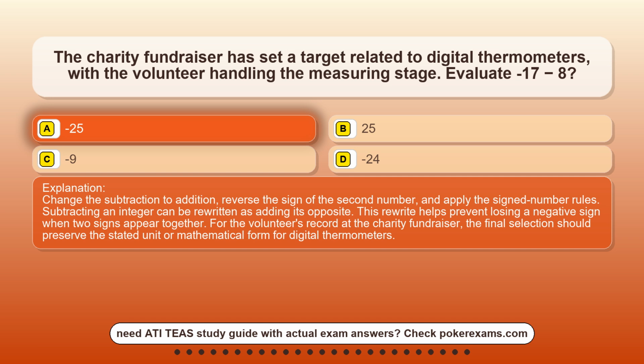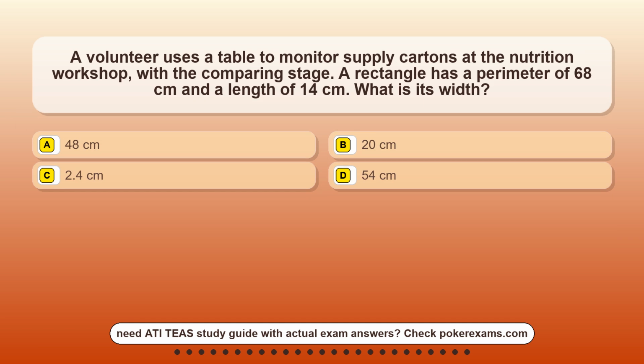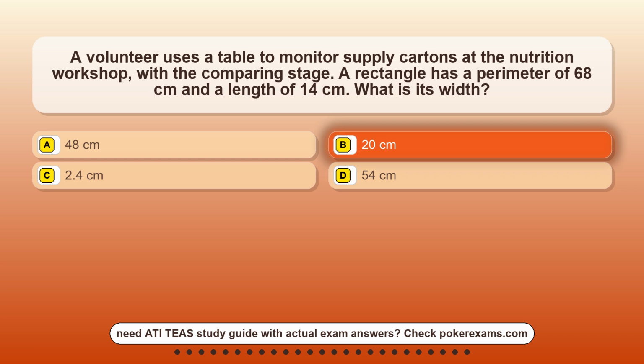digital thermometers. Question 20. A volunteer uses a table to monitor supply cartons at the nutrition workshop, with the comparing stage. A rectangle has a perimeter of 68 centimeters and a length of 14 centimeters. What is its width? Option A, 48 centimeters. Option B, 20 centimeters. Option C, 2.4 centimeters. Option D, 54 centimeters. The correct answer is option B, 20 centimeters.